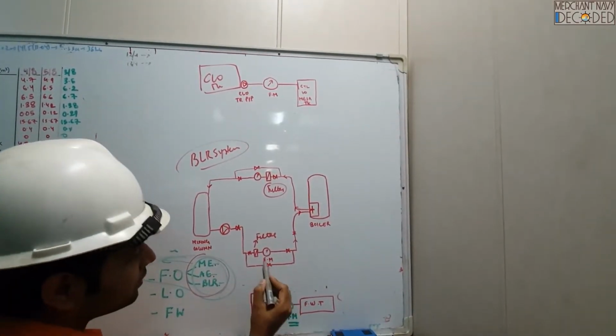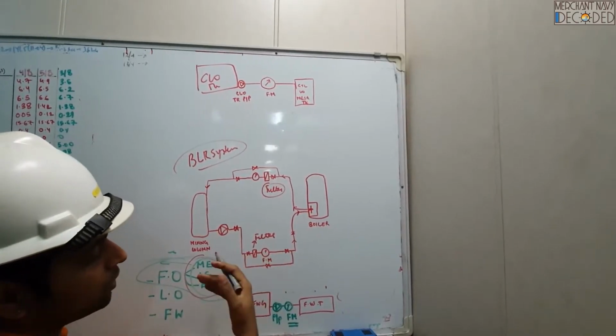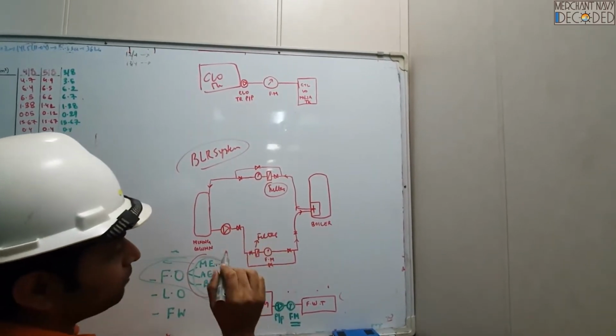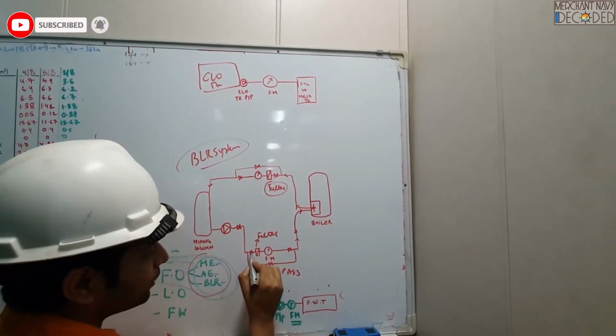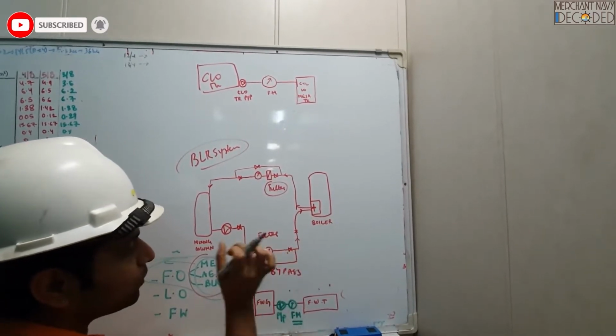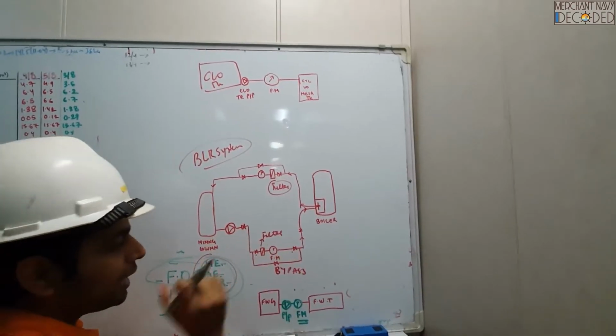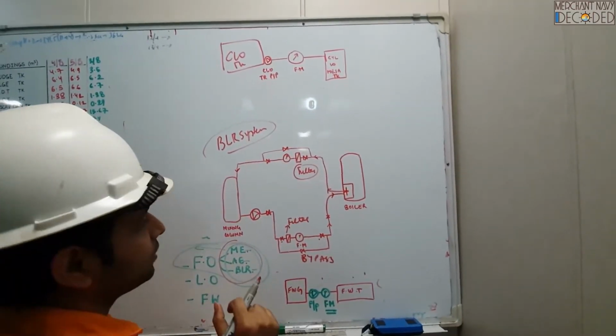Why is this valve given? In case your flow meter has gone damaged or your filter has properly choked, you can open this valve. This is a bypass valve. Then you can shut this valve, and then you can open the flow meter or filter and overhaul that, right? Fine.